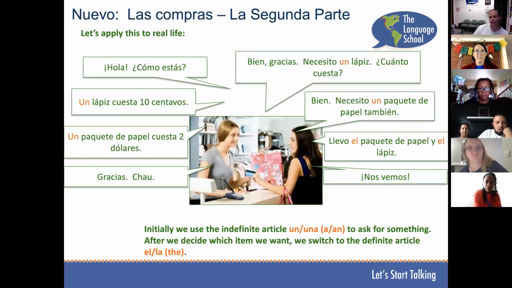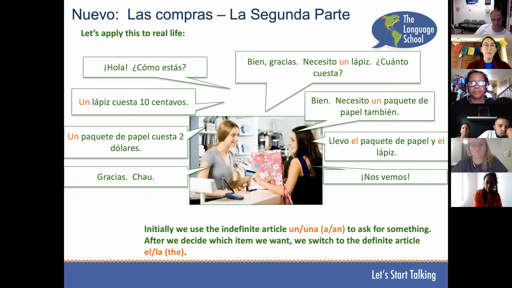Perfecto. So now putting this all together in practice, we're going to see another shopping dialogue, only with some slight changes here. So let's go with Emily, you're on the left, and then Daisy, you'll be on the right here.